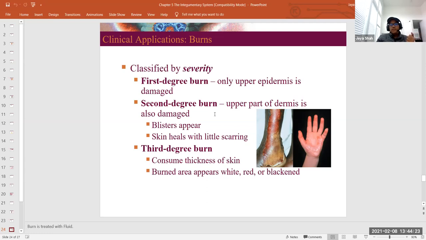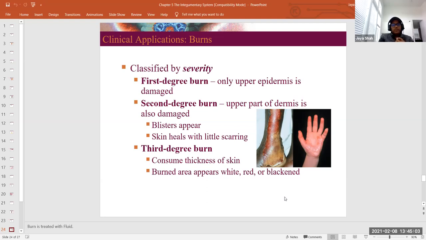That is first degree burn. Third degree burn consumes the whole thickness of your skin, and it can go deeper, to the hypodermis, to the muscle, to the bone, to the internal organs sometimes. That is called third degree burn. The burn area appears very white, red, and blackened. Here you can see this is the third degree burn. Here you can see this is second degree burn. Sometimes maybe first degree burn in some area.